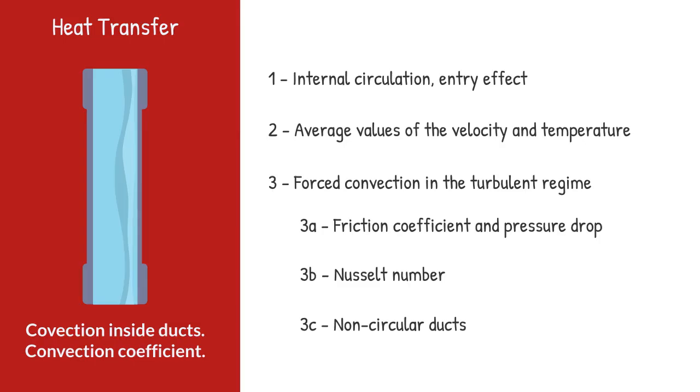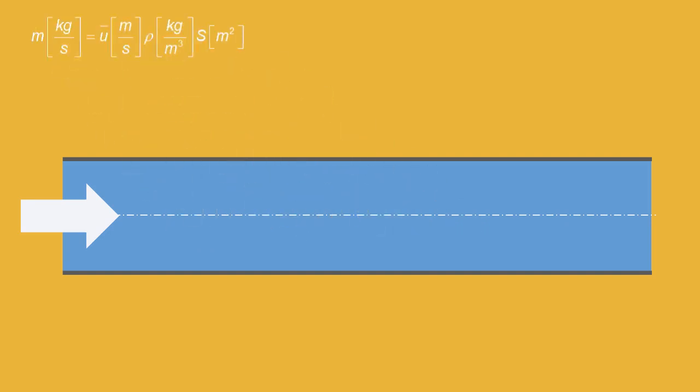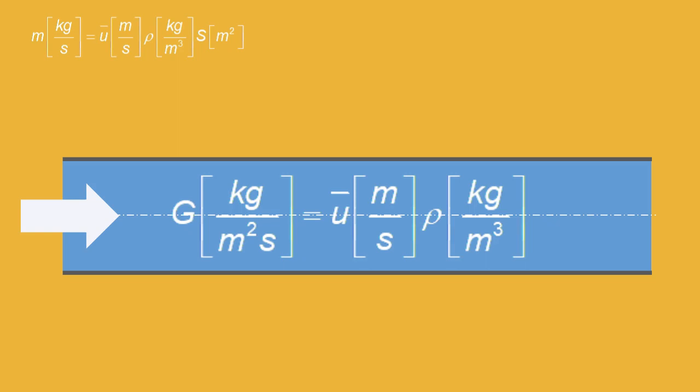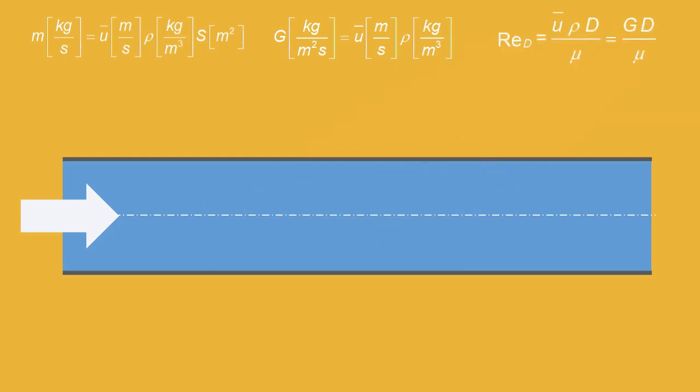Friction coefficient and pressure drop. The mass flow rate, m, in kilos per second, is equal to the velocity times the density times the cross-section of the duct. The product of velocity times density is the mass velocity, G. Because of conservation of mass, the product of velocity times density is constant throughout the tube, even though the fluid changes temperature. To calculate the Reynolds number, we will use the mass velocity, G, instead of the velocity, with the properties calculated at the average temperature between the initial and the final temperature.